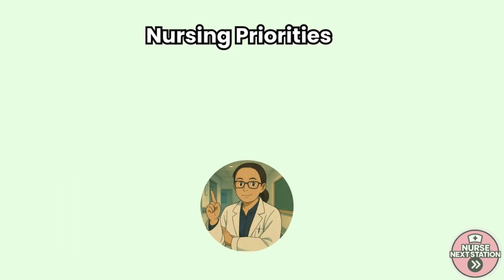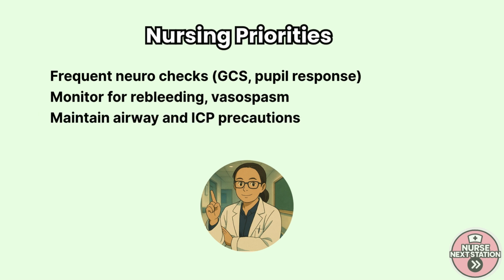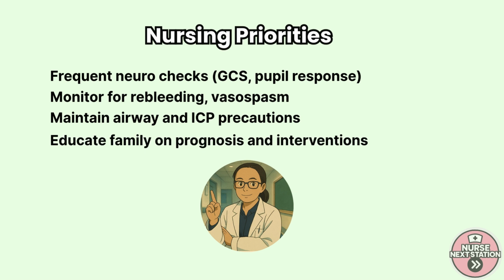For patients with aneurysm, especially post-rupture, ICU-level care is required. Monitor for rebleeding, vasospasm, and changes in neurological status. Provide psychological support to both patient and family. Educate them about the risks, prognosis, and follow-up care.